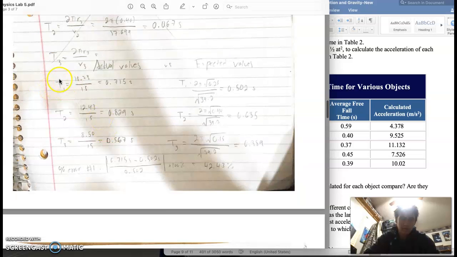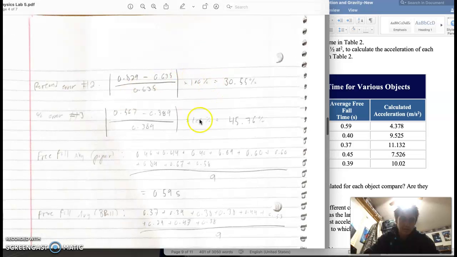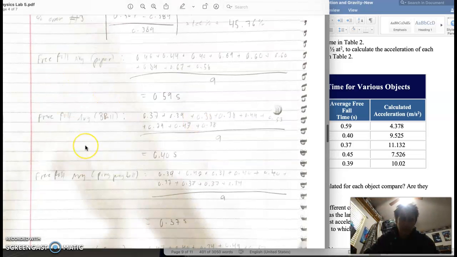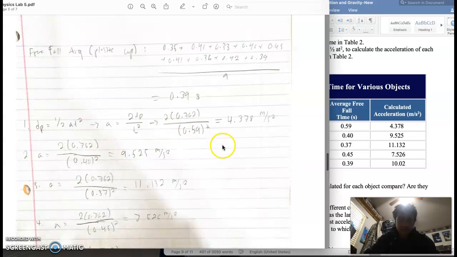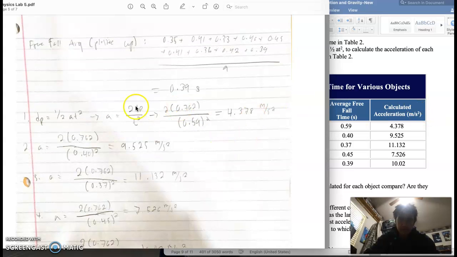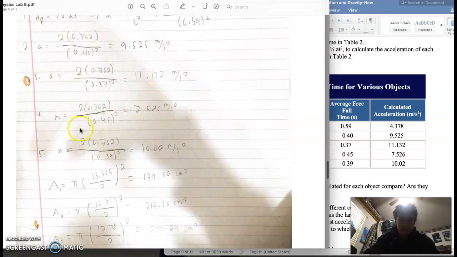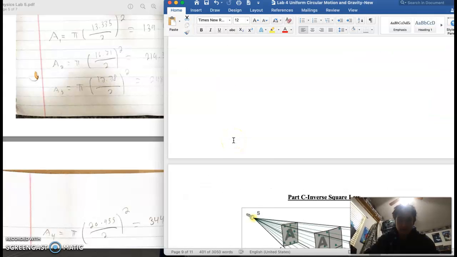Here's my work for A, finding the periods and then the percent errors right there. That's the equations for A. And then free fall time average for each of the objects is all right here. Yeah, and then calculated acceleration is right here. So those are all that. This is for part C.